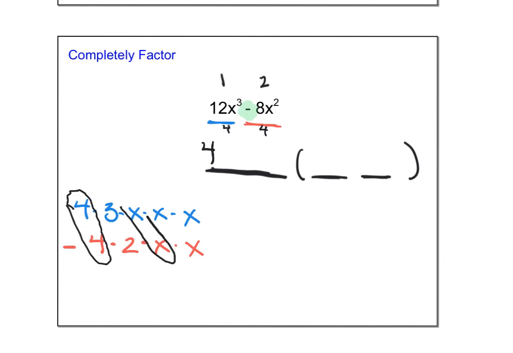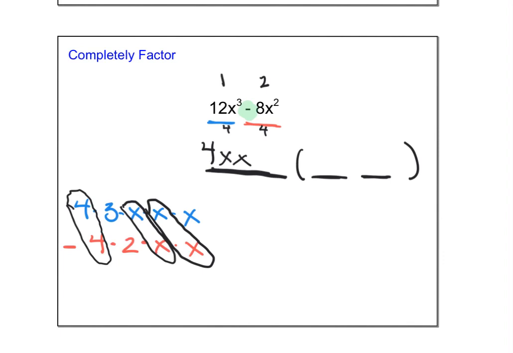I've got a blue and a red x, so that pulls out an x. And I have another pair of blue and red x's. The blue is from one term, the red is from the other. I'm looking here, I have a 3 on the top. I don't have a 3 on the bottom to match it with. I've got an x on the top. I don't have another x to match it with.